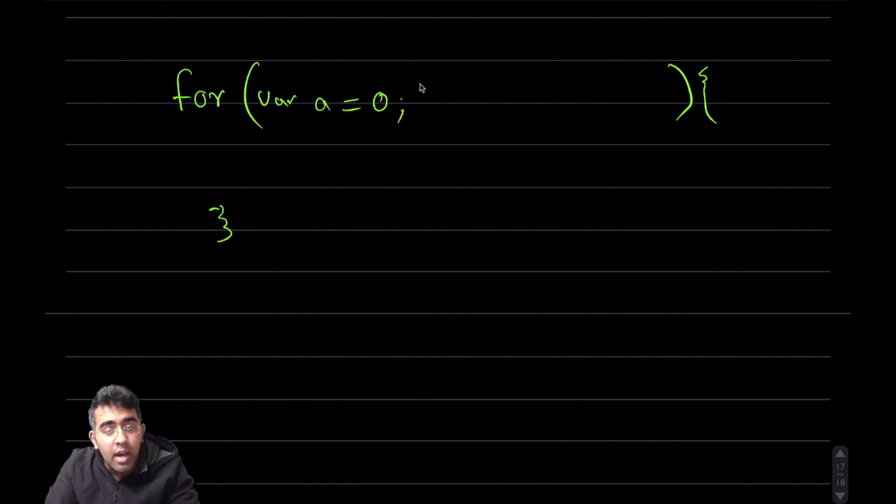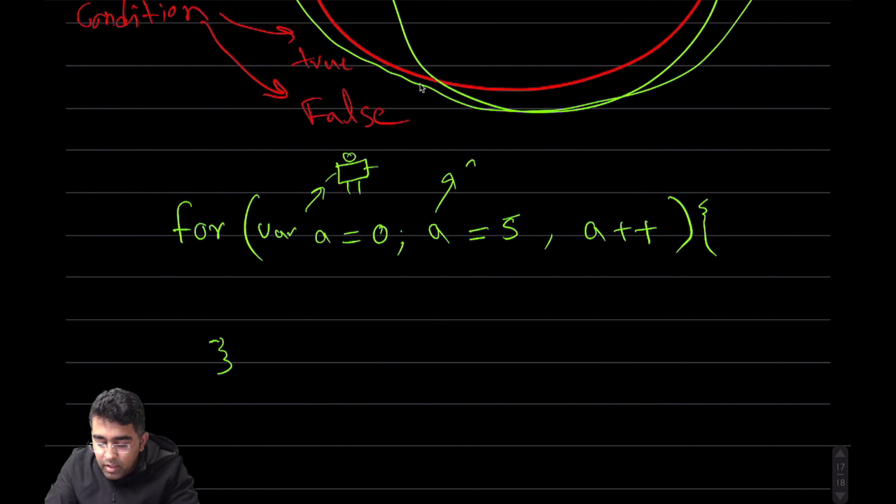Next, we're going to type a condition. Let's say, if var a is equal to, maybe, 5, all right? And then we can say a plus plus. Now what's happening here? This is our variable, which is going to perform that loop. This is our condition. And this is called the iterator.